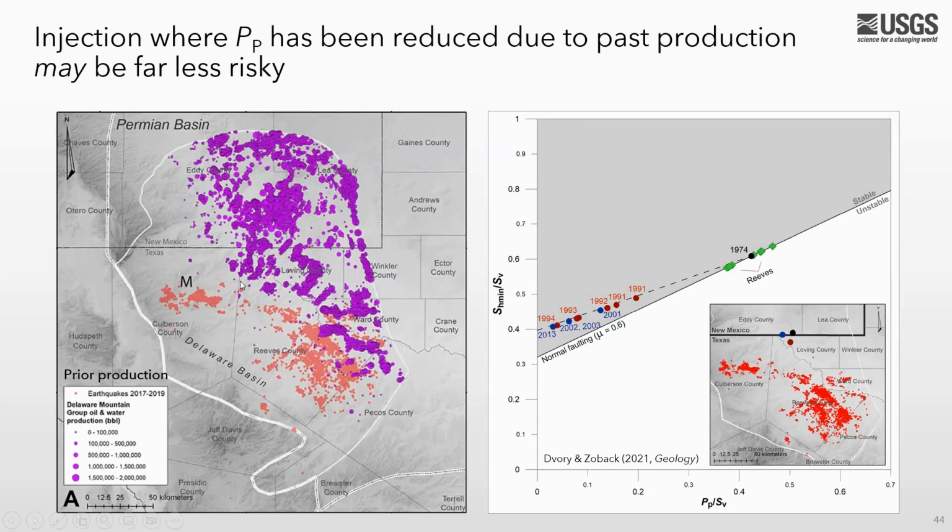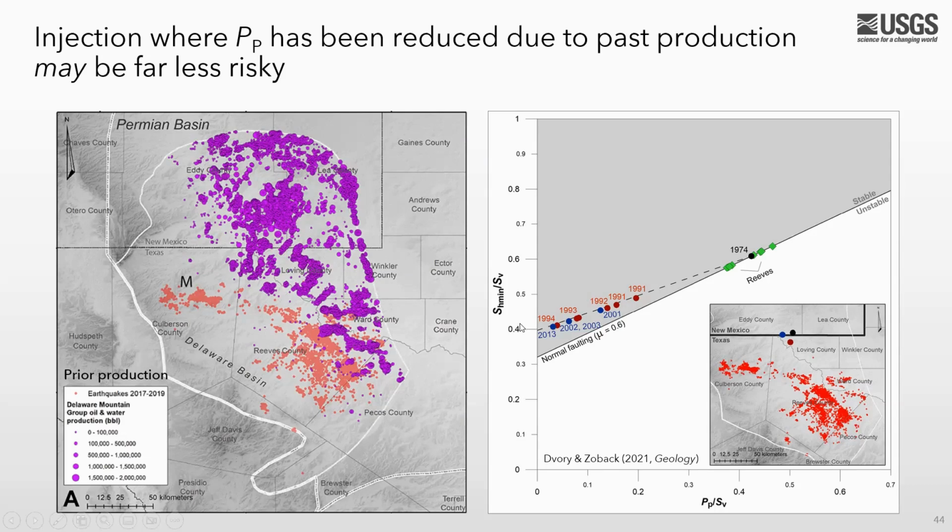This is work by Noam Dvory and Mark Zobak. The purple dots are Delaware Mountain Group oil and water production over time. So the depletion has happened mostly to the north. There's not a lot of seismicity to the north, and they're arguing that that's part of the reason. It makes perfect sense. This is just showing the stress path on the right, and we'll get into that.